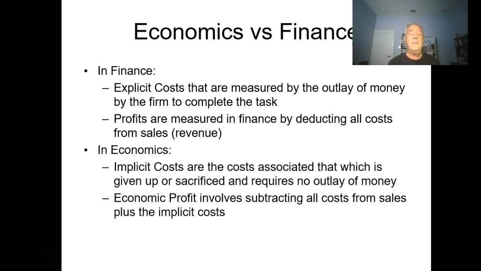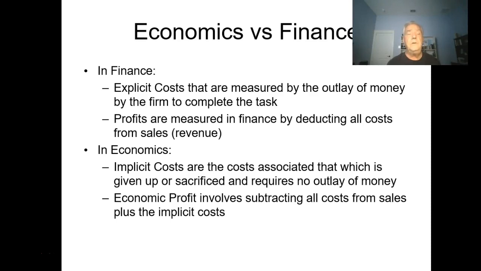In economics, we work with implicit costs. The costs that are associated with what is given up or sacrificed and require no outlay of money. Economic profit involves subtracting all costs from sales, plus implicit costs. So let's talk about that a little bit, because the concept is a little bit difficult to understand. It takes a little bit of concentration.